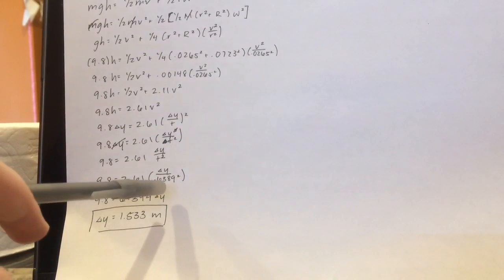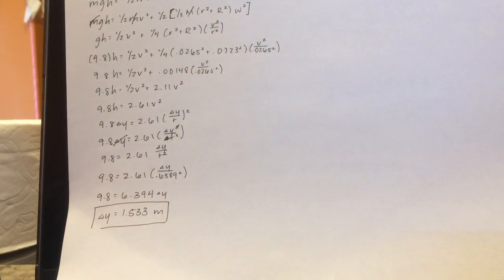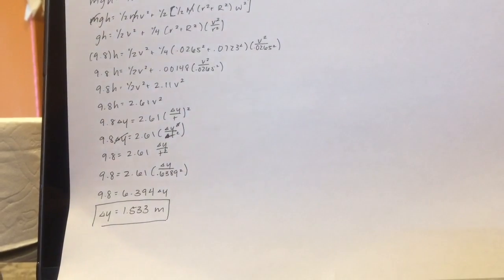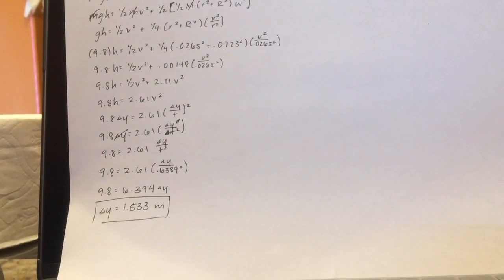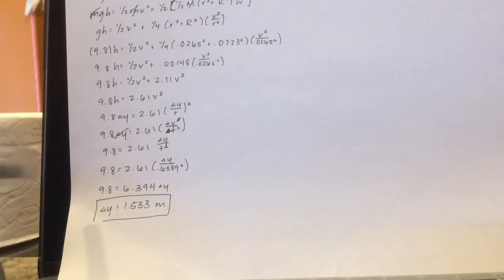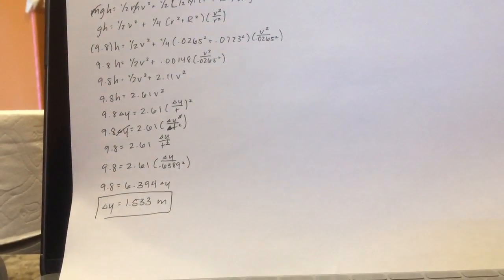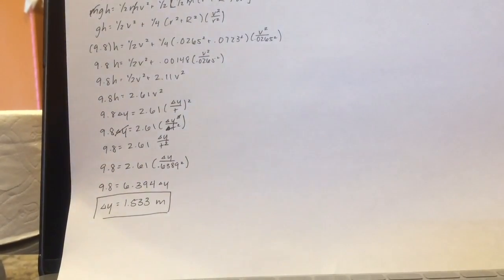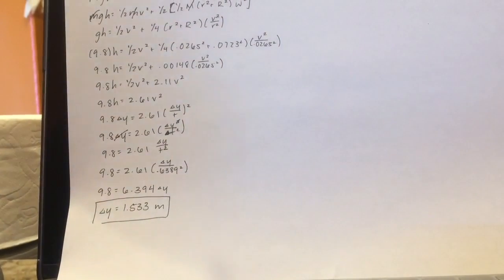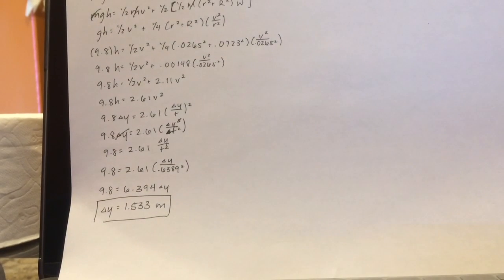We plugged in the time value that we had calculated from our last step, which should be the same for both rolls by the time they hit the ground. We calculated that out, and by the time we finished solving for delta y, we had 1.533 meters, which was the height from which we would unroll the second toilet paper roll.